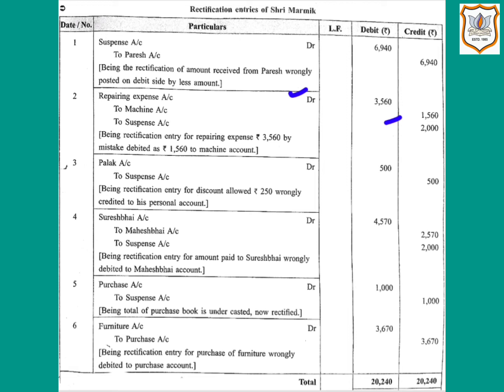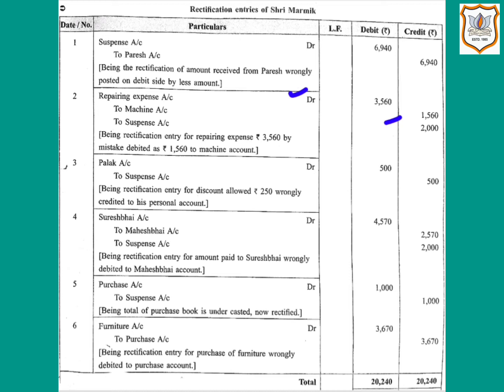Now here, as you can see, the debit amount, that is 3,560, and the credit amount, that is 1,560, is not equal. And we know that when two accounts are affected by a transaction, the sum of debit entries and the amount of credit entries must be equal. So here there is a difference of rupees 2,000, that is 3,560 minus 1,560, that comes to 2,000. There is a difference of rupees 2,000 which is on the credit side.